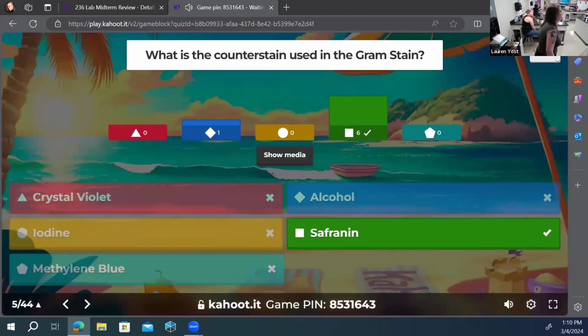All right, so our counter stain for our gram stain, you guys must have got this right, that's safranin. So keep in mind when we do our stains, the first stain that you're using is typically going to be your primary stain. Primary first, so they go hand in hand. But the primary stain is also going to usually be what is going to give you the main answer for your question as well.